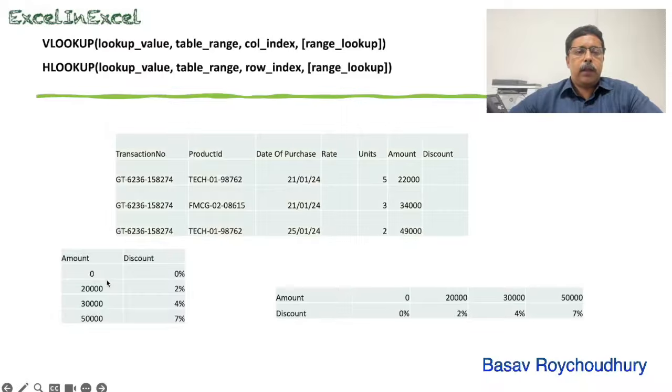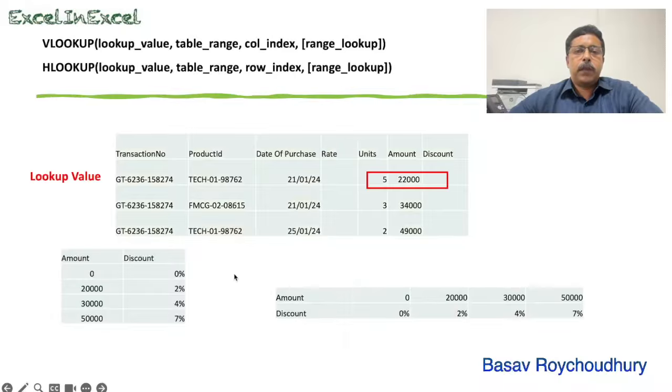We are saying that if the person has purchased between 0 and less than 20,000, then the discount is 0%. If the person has bought between 20,000 and less than 30,000, then the discount is 2%. If the person has bought between 30,000 and less than 50,000, then the discount is 4%. And if the person has bought 50,000 or more, then the discount is 7%. So in this case, we use the concept of approximate match.